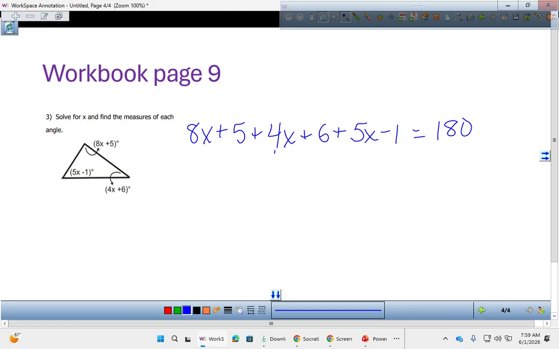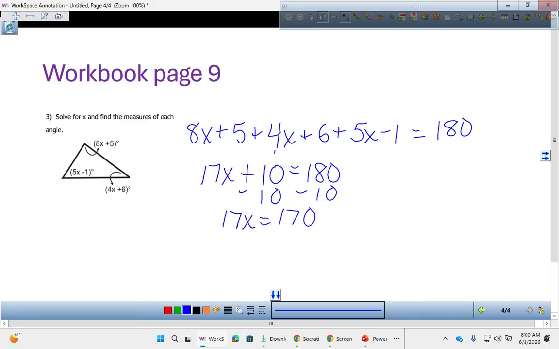So let's combine our like terms here. We've got 17x plus 10 equals 180. I'm doing 8 plus 4 plus 5, that's 17. And I'm doing 5 plus 6, 11, minus 1, that's 10. And so I'm combining the like terms. All right, and then if I divide each side by 17, I get x equals 10.